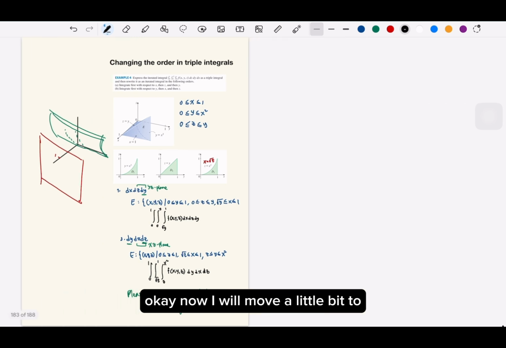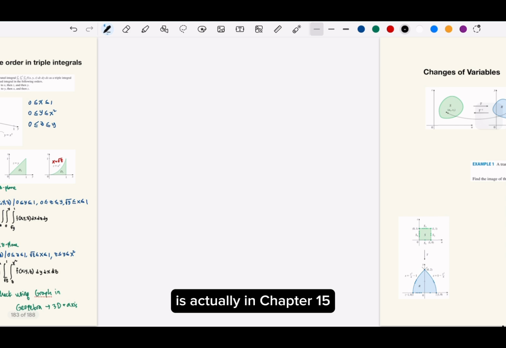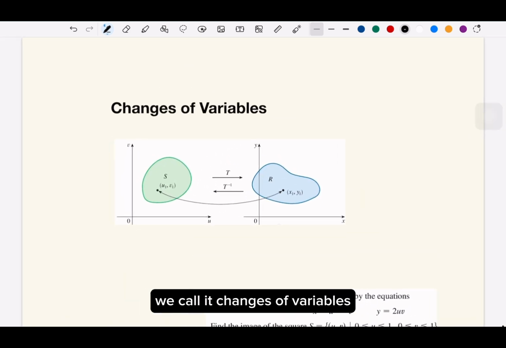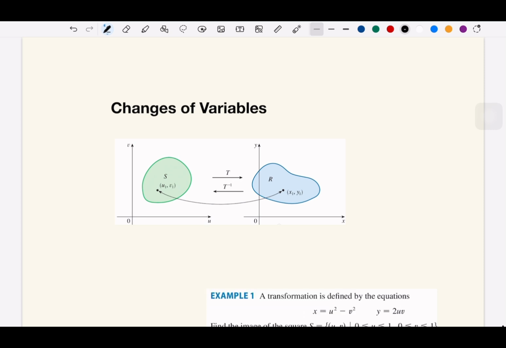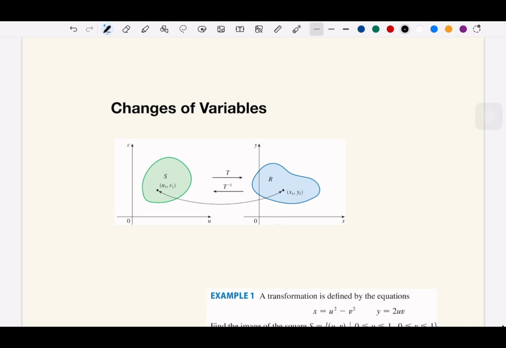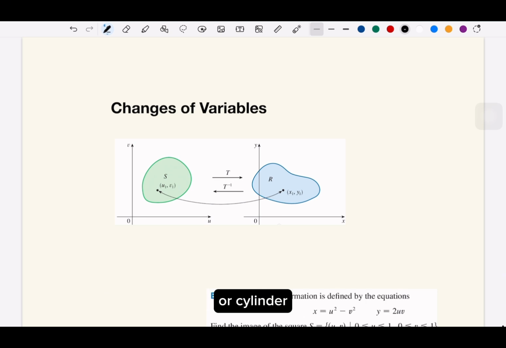Okay, now I will move a little bit to the last part of chapter 15, which we have now. We call it changes of variables, or typically we say the Jacobian. So we skip the triple integrals for sphere and cylinder. We skip all the way.